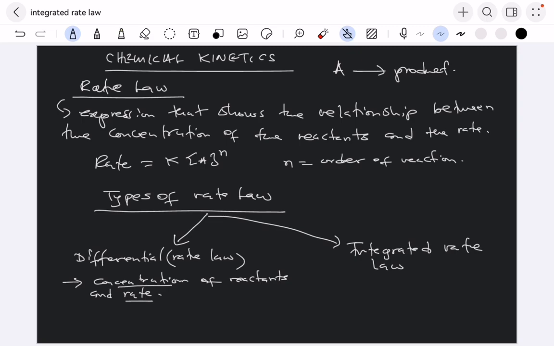Then for the integrated rate law, the relationship focuses on the concentration of reactants and time. So this is the function, the concentration. As the concentration is changing, how is the time also changing? So it's the concentration as a function of time. Now, how do we derive these integrated rate laws?